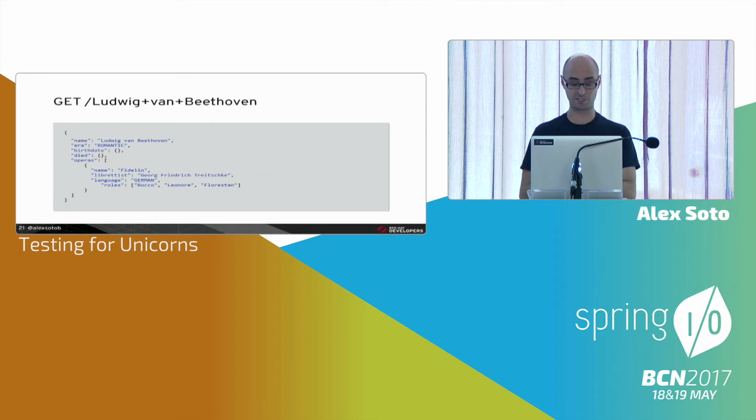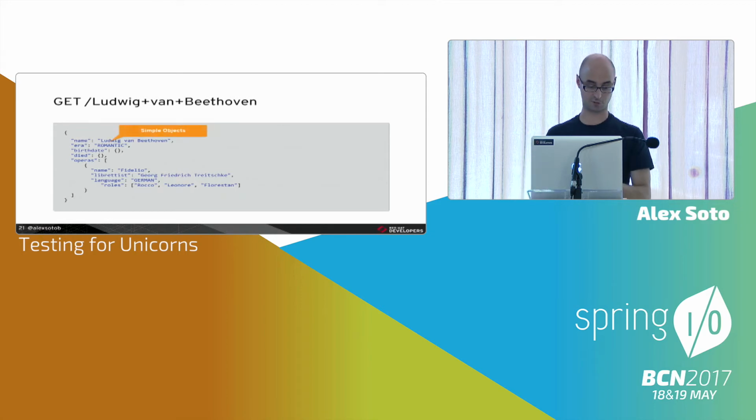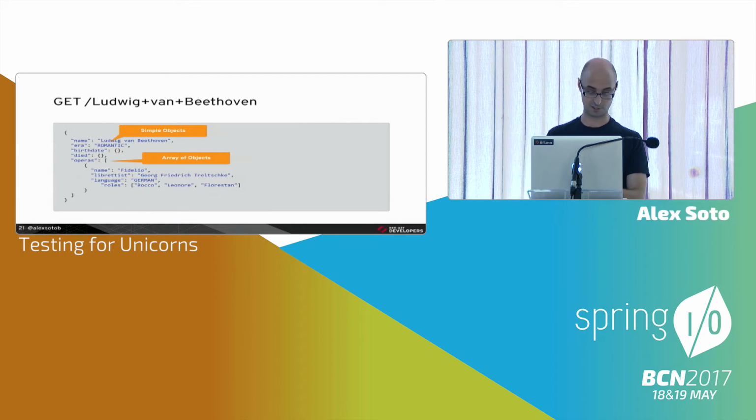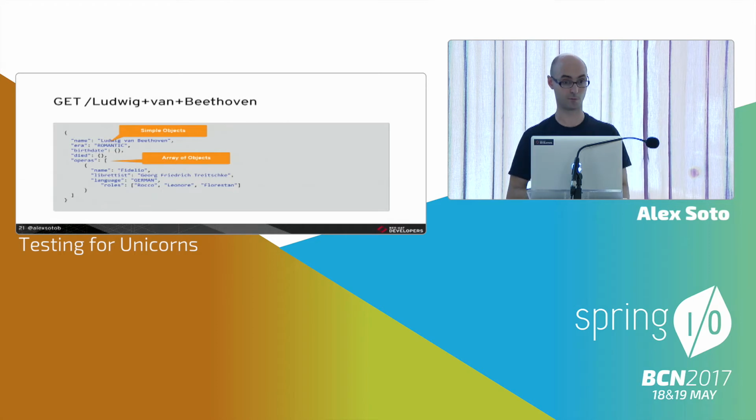Now, suppose that I have this endpoint, which is a GET, and I do a slash and put the name of the composer, and it returns all the information about the composer. You see that it returns simple objects like the name, and also it returns arrays, which is all the operas that the composer wrote. This is a really true example because Beethoven only wrote one opera.